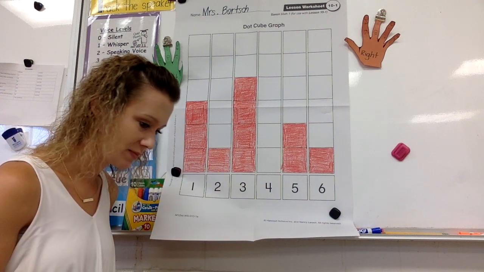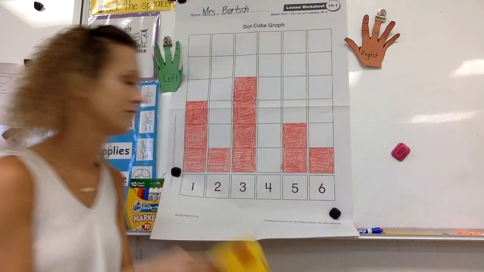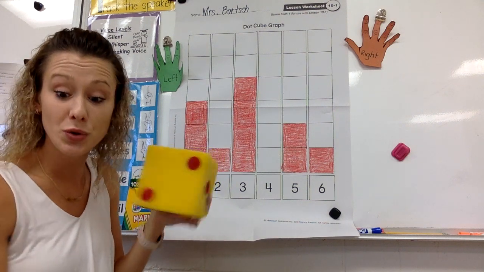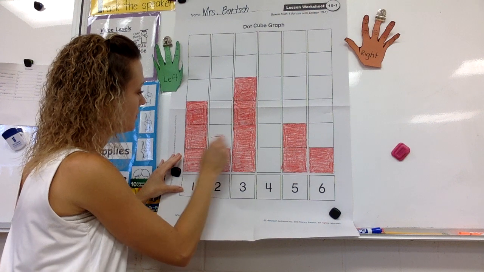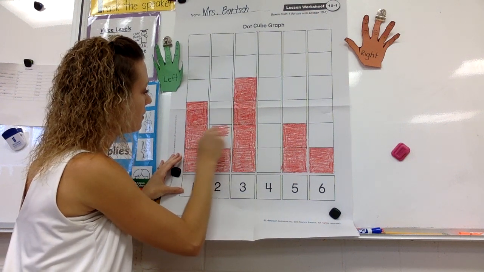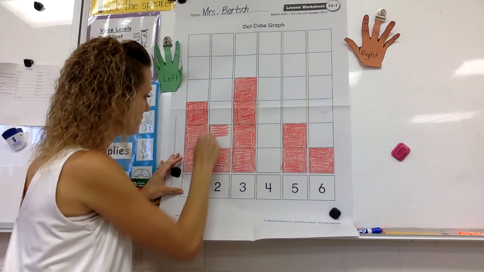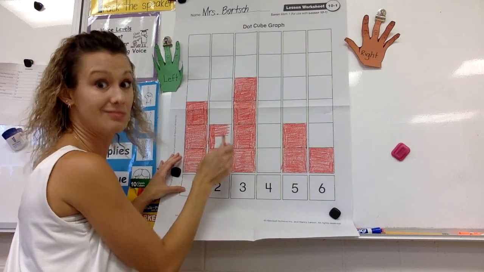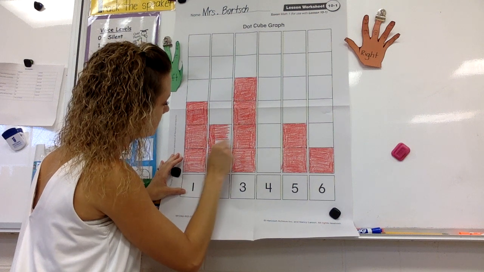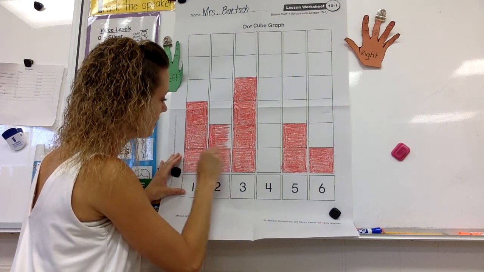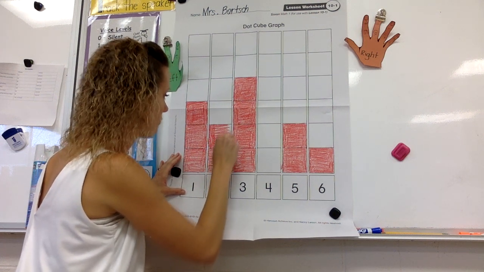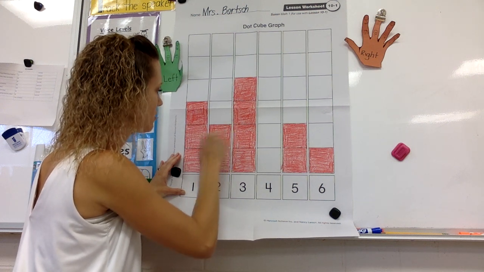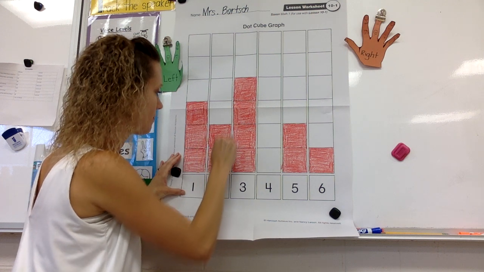Here we go. What did I roll? Count with me. 1, 2. Yay, color another one by number 2. Well, 2's trying to catch up, isn't it? Your graph should be neatly colored like mine. All we're doing is coloring 1 square at a time, so you can do a neat, careful job.